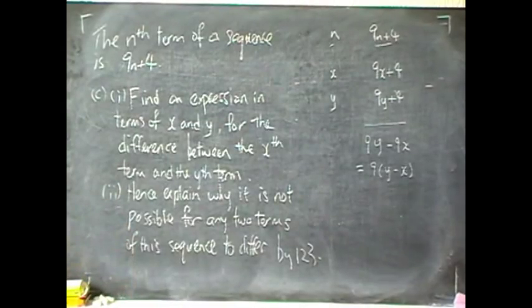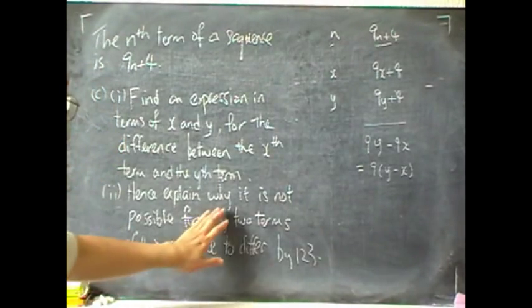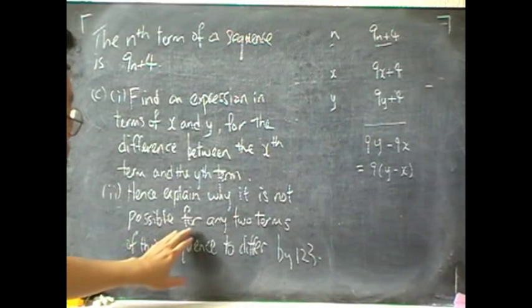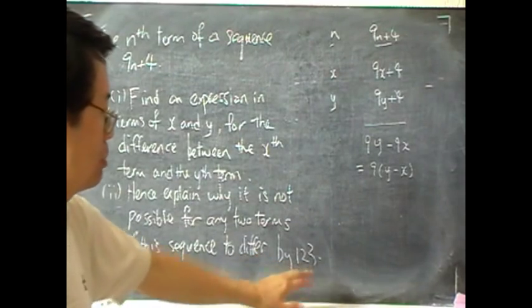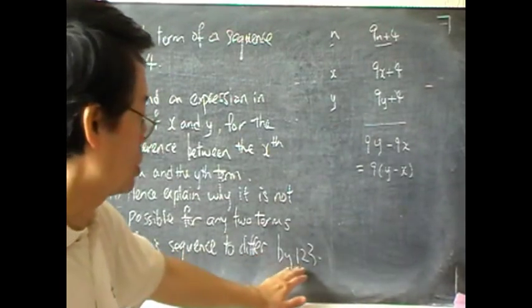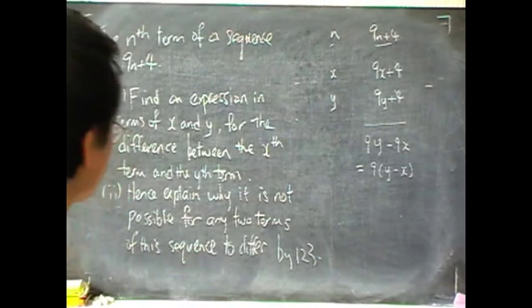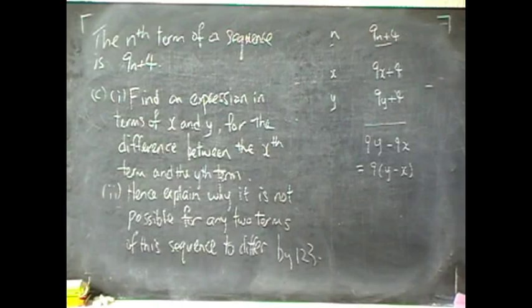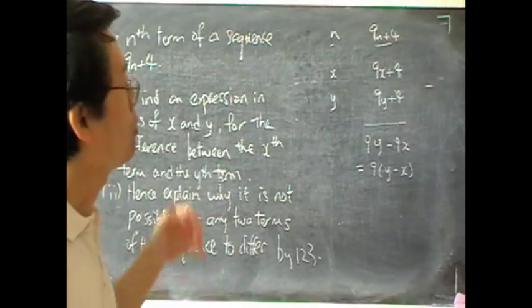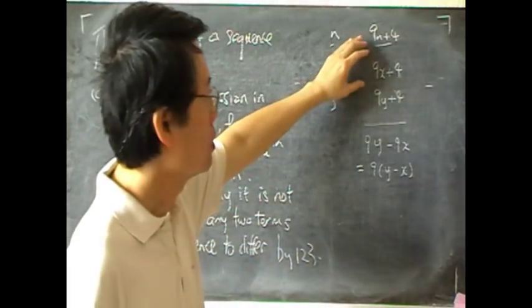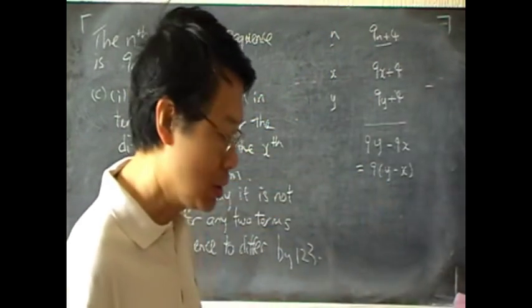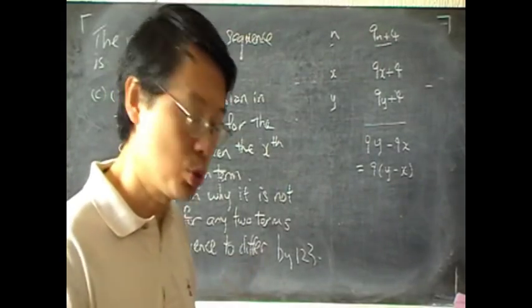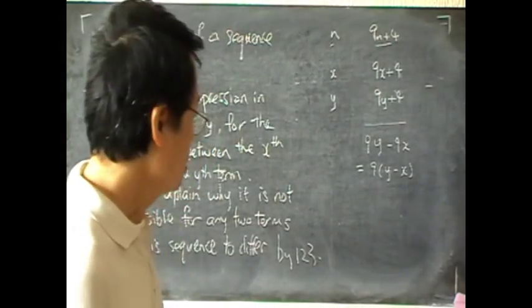Part 2. Hence, explain why it is not possible for any two terms of this sequence to differ by 123. Right, now from what we know of a sequence, it is a series of numbers, and when you take the difference between the numbers, you get certain values.